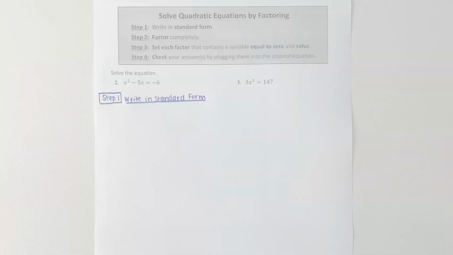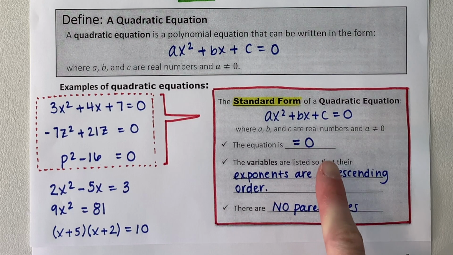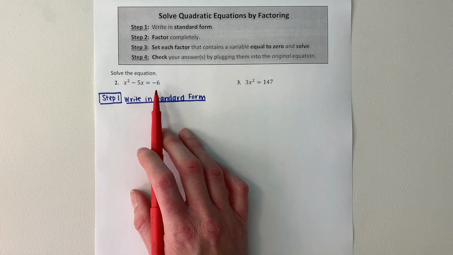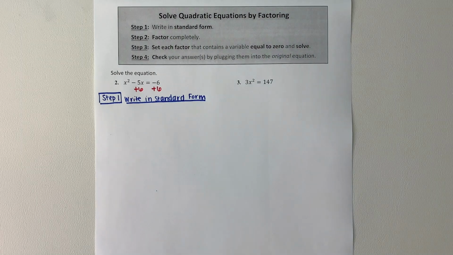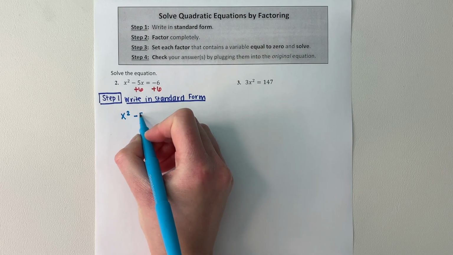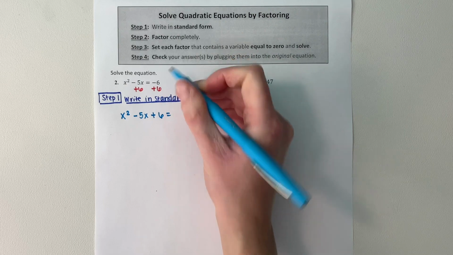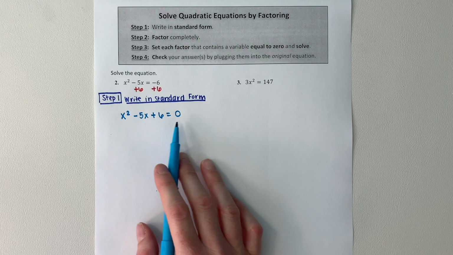in standard form. If we look back at the previous page, these are all of the requirements for standard form. Your equation must be equal to 0, the exponents must be written in descending order, and there should be no parentheses. So to write this in standard form, we need to get it equal to 0. To do that, I'm going to add 6 to both sides. Then we'll make sure to write our x squared term first, our x term in the middle, and our constant last. And negative 6 plus 6 gives us 0, so we have our equation equal to 0. Now our equation is written in standard form.